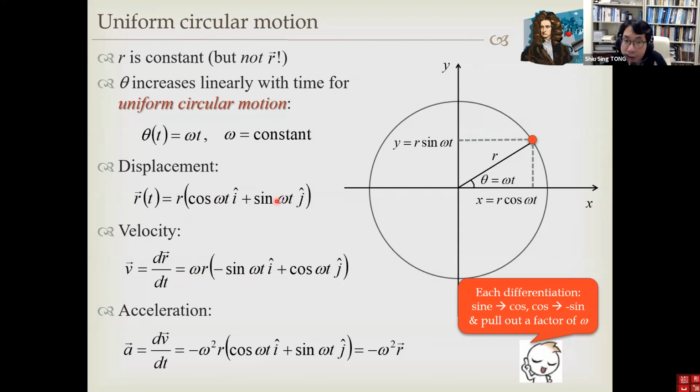Similarly, if you start from a sine for the y component, you turn the sine into a cosine, and you have an additional factor omega. So you can pull that additional factor omega out, and you have the combination omega r here together with this vector. Okay. So that is a trick. You always turn the sine into a cosine and a cosine into a minus sine. And in doing so, you remember to pull a factor of omega out.